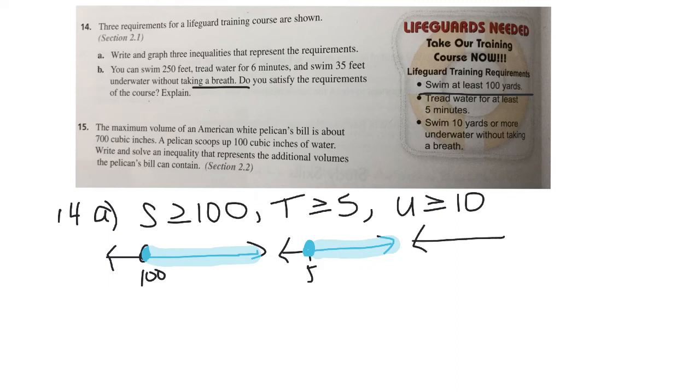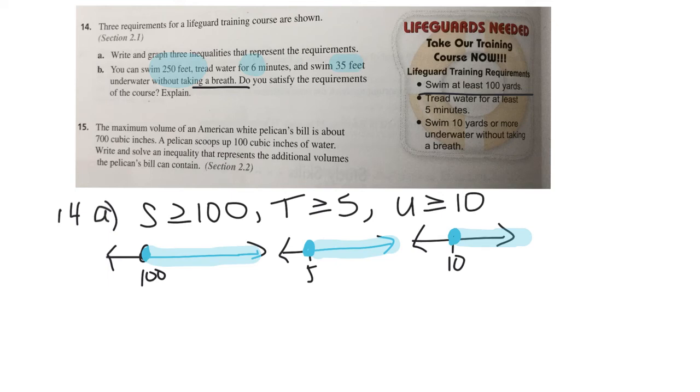And here, 10. Okay, so greater than or equal to 10 is a closed circle, and greater than is this way. Then part B says you can swim 250 feet, tread water for 6 minutes, and swim 35 feet underwater without taking a breath. Do you satisfy the requirements?